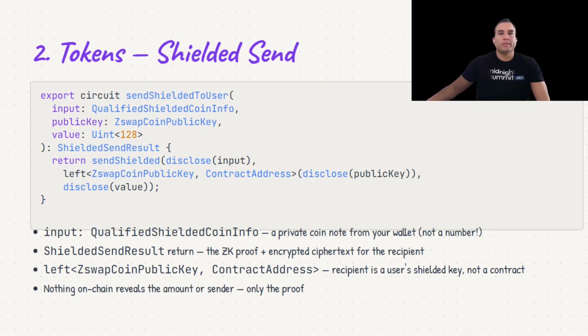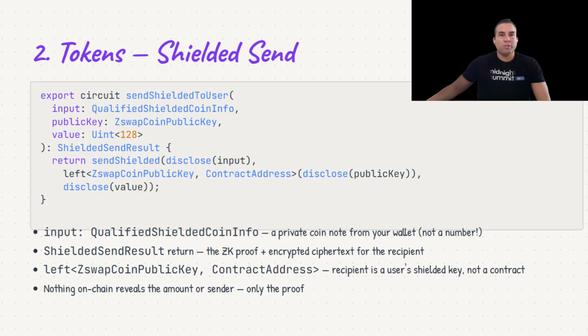Now, shielded. Same shape on the surface, but underneath it's doing something radically different. Look at the input. The first argument is called input, and it's a QualifiedShieldedCoinInfo. That is not a balance. It's not a number. It's an actual coin note, a little encrypted bundle of money from the sender's wallet, like a specific $10 bill, not just $10.